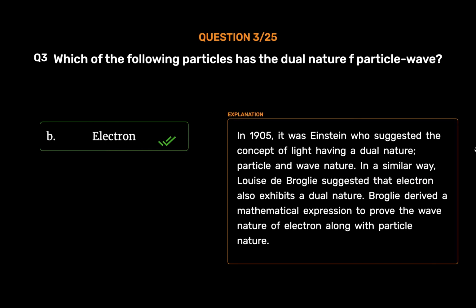Electron. In 1905, it was Einstein who suggested the concept of light having a dual nature, particle and wave nature. In a similar way, Louis de Broglie suggested that electron also exhibits a dual nature. De Broglie derived a mathematical expression to prove the wave nature of electron along with particle nature.